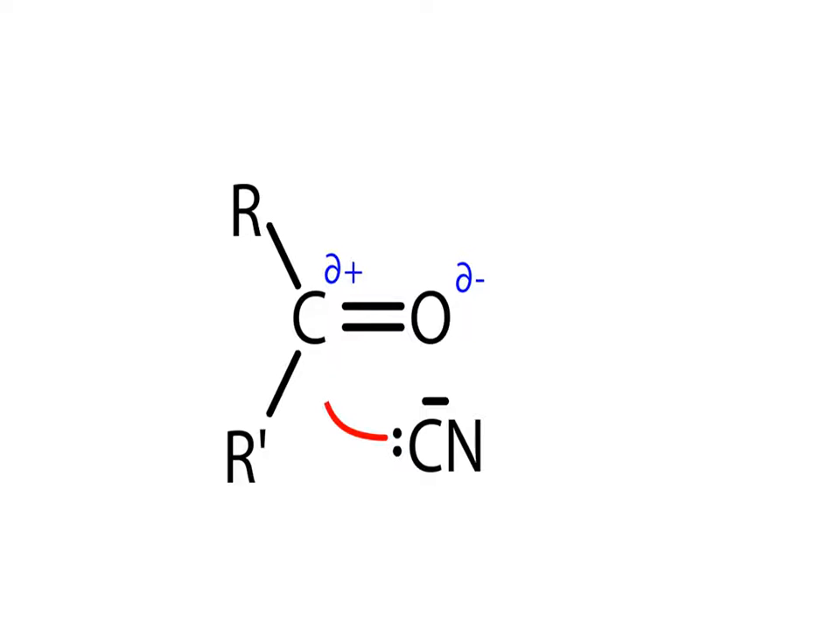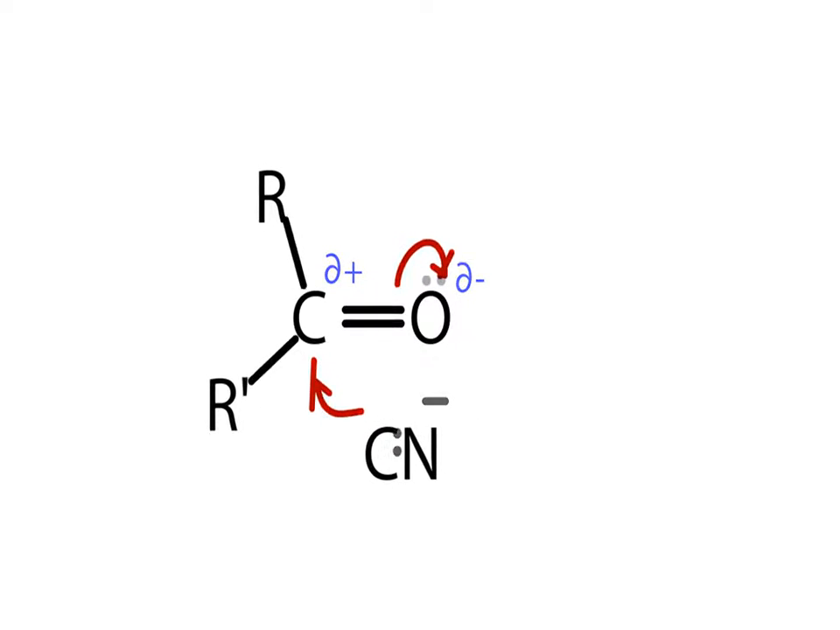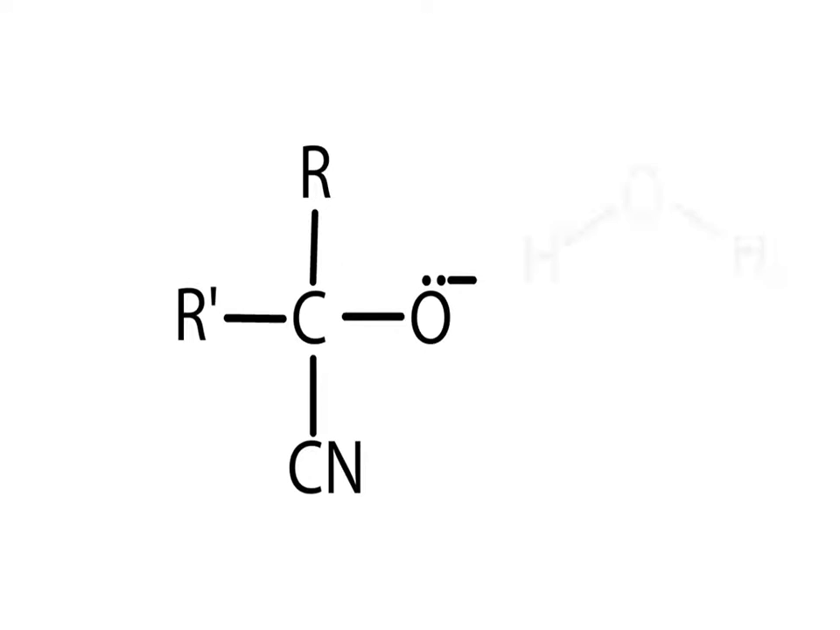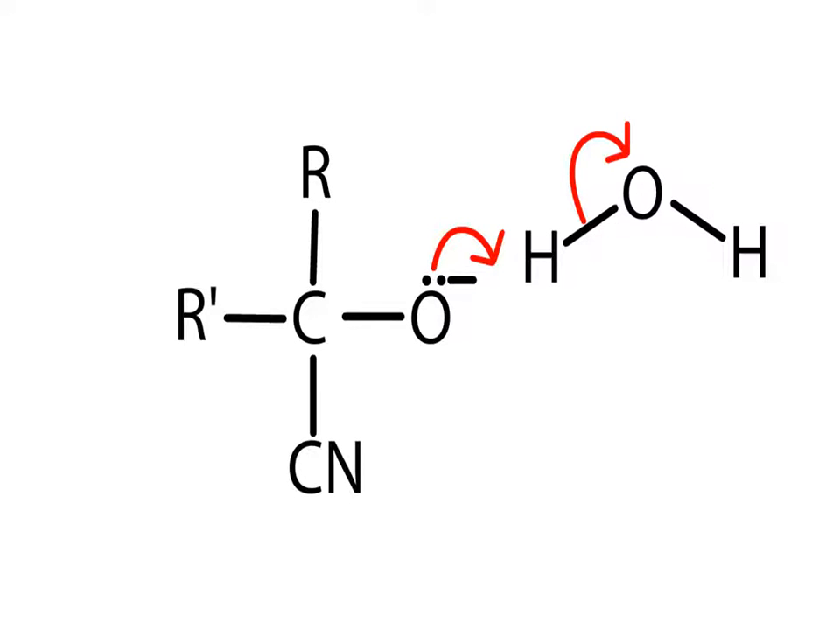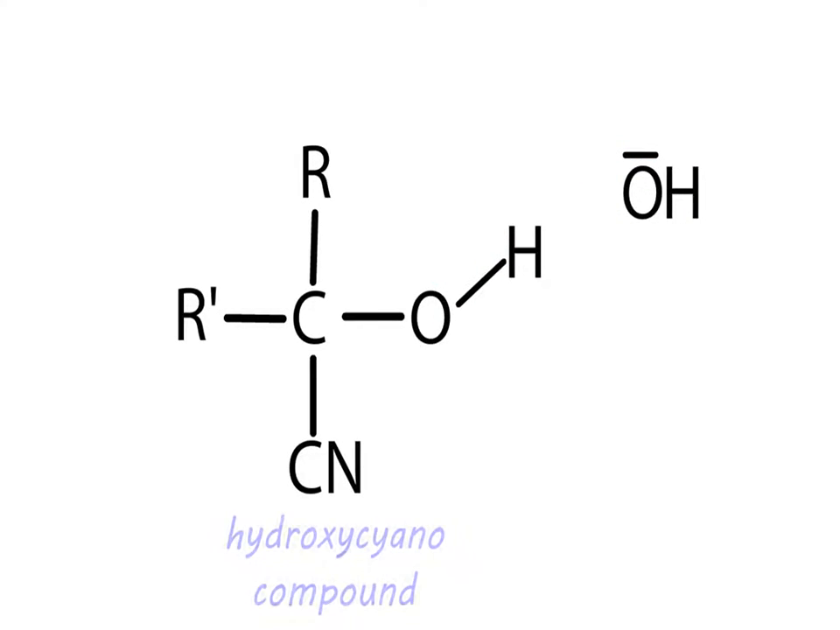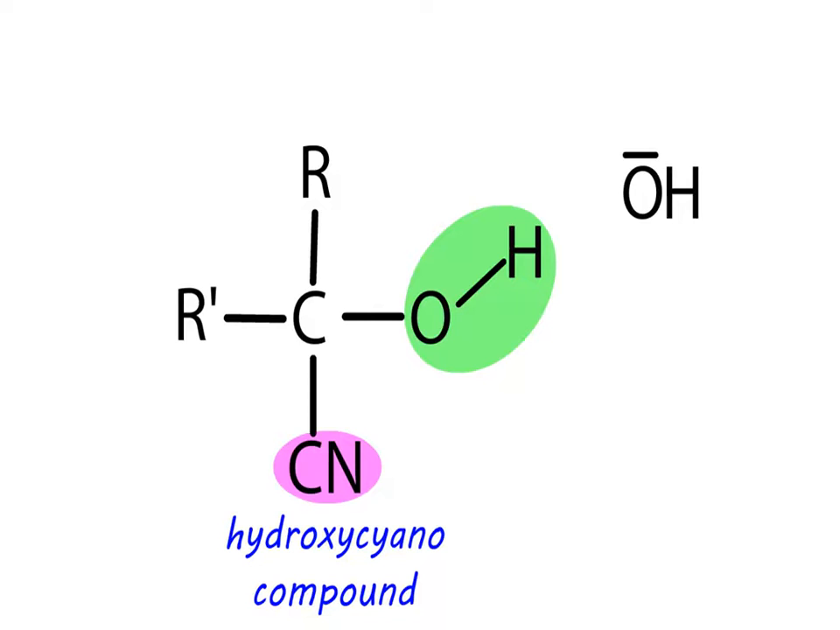The lone pair on the cyanide ion can then attack the electron-deficient carbon that makes up the carbonyl group, and a pair of electrons from the C double bond O move to the oxygen, giving it a negative charge. The negatively charged oxygen can then pick up a proton, that is, a positively charged hydrogen ion, from a water molecule, producing a molecule called a hydroxycyano compound, since it has both the hydroxy and cyano functional groups. Hydroxycyano compounds can be used to make other compounds, and so are useful in synthesis.